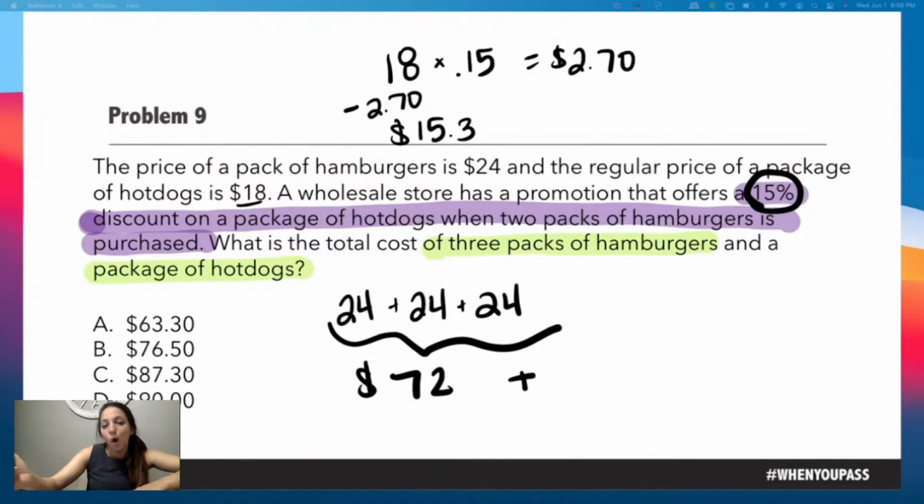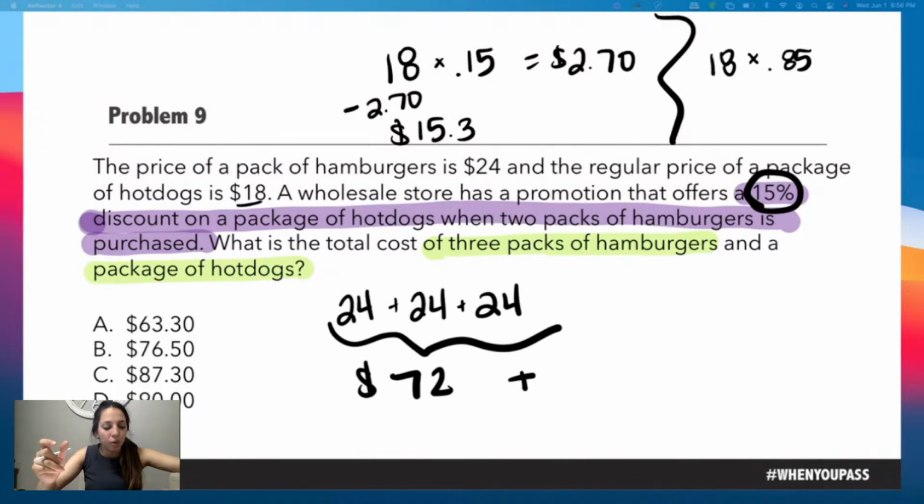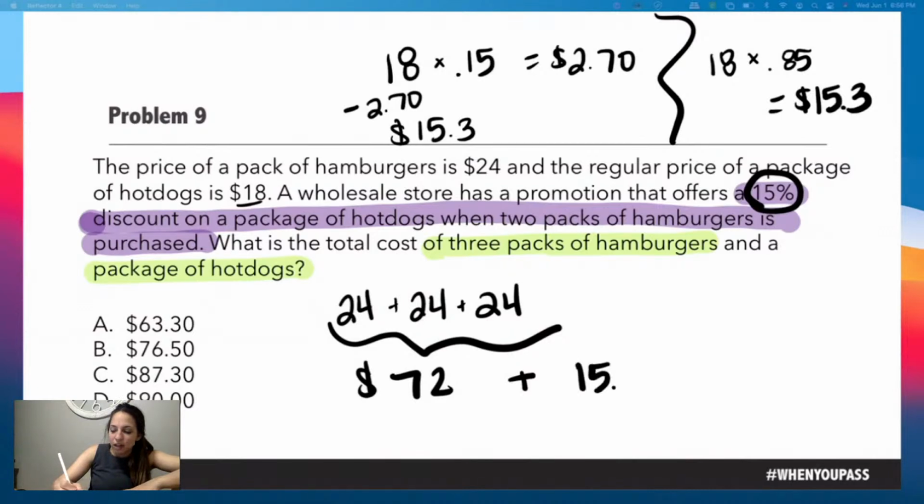$15.30. Or I can do 18 times 0.85, because 0.85 is the remainder part that I'm actually paying. It's the percentage that I'm paying, not the percentage of the discount. Still equals $15.30. So I'm going to add $15.30 to 72. Bada bing, bada boom, $87.30.